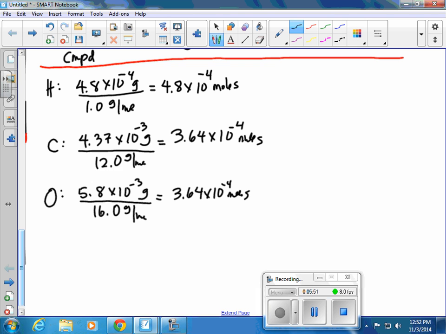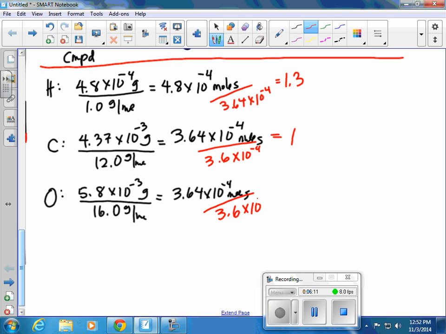So here's the point where I divide by the lowest number of moles. And so here it's going to be 3.64 times 10 to the negative fourth, which is going to give me 1.3. Don't really like that number. Divide this by itself, and that is 1. Divide this by itself, and that is also 1. So hopefully you remember that because I have 0.3, I can't really say it's 1 or 1.5. How do I round that?